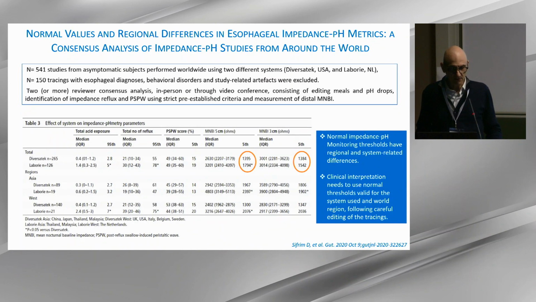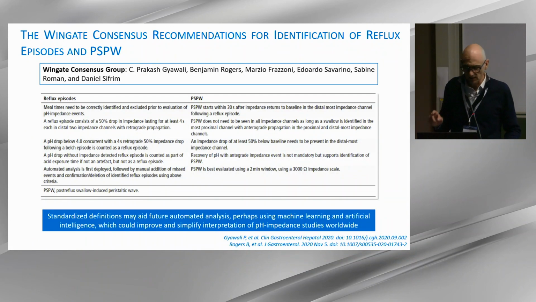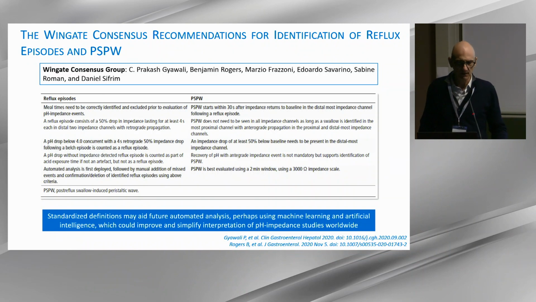Nothing to add regarding what Daniel Sifrim discussed about normal values and the differences among the different manufacturers and different regions, as well as regarding the Wingate consensus, which put the attention on how to calculate reflux episodes and how to calculate the PSPW index. It is very nice that if this could be improved in future, we probably have the possibility to apply artificial intelligence to our tracks and to improve the calculation even of this new impedance parameter.